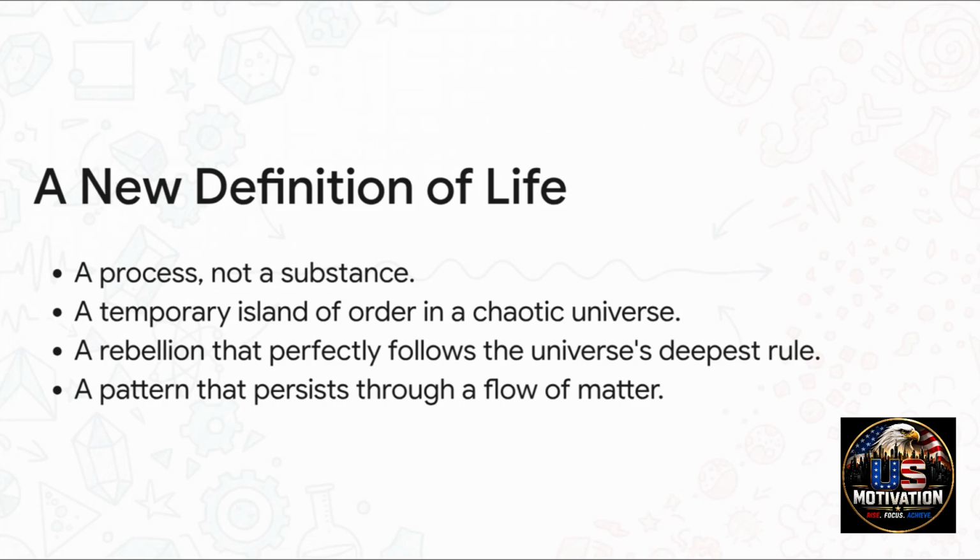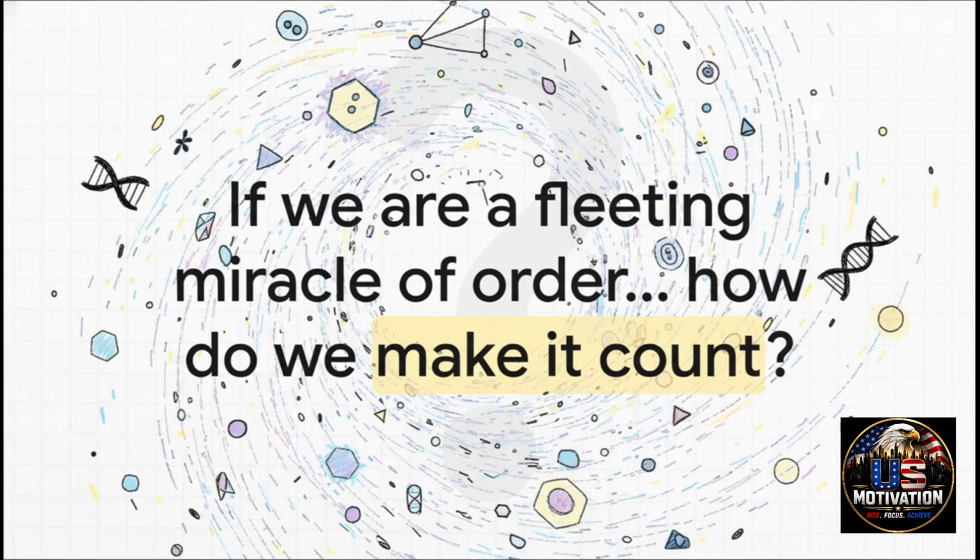So let's wrap this all up. What is life with this new physics perspective? Well, it's not a thing, it's a process. It's a temporary little island of order floating in a universe that's always moving towards chaos. It's this beautiful rebellion that, strangely enough, perfectly follows the universe's deepest rule. And you are a pattern that holds itself together for just a little while as the world flows through you. And that kind of leaves us with one last big question. If we understand that we're not these permanent objects, but these fleeting, beautiful miracles of order, it really makes you think about how precious this whole thing is. It begs the question that only you can answer for yourself. If this is what we are, how do we make it count?